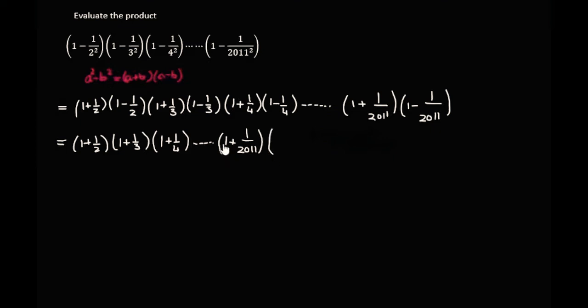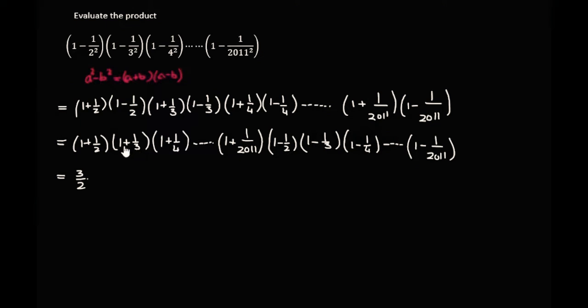Now the terms containing the minus sign: the first term is 1 minus 1 over 2, the next term is 1 minus 1 over 3, and the next term is 1 minus 1 over 4, and so on, and the last term is 1 minus 1 over 2011. Now calculate the sum inside the bracket. When you take the LCM, this will become 2 plus 1, which is 3 over 2.